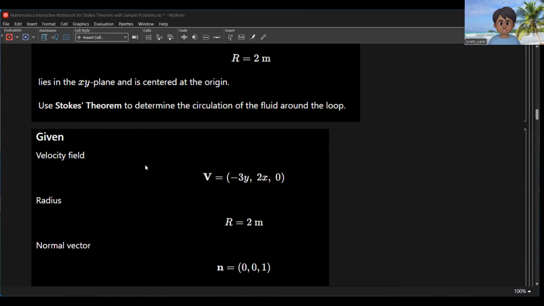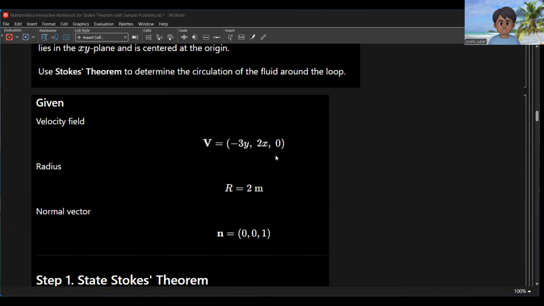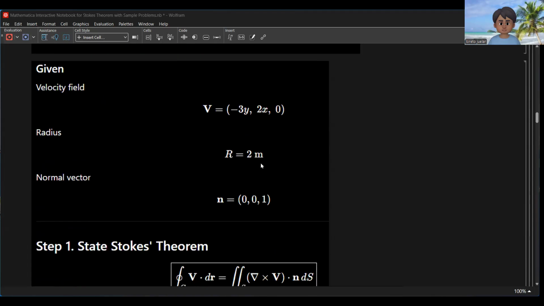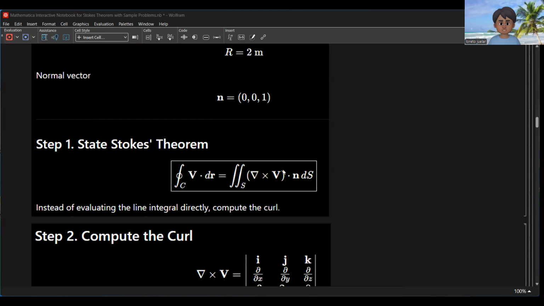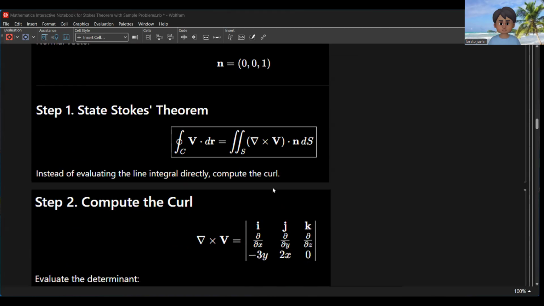So we have the given velocity field, negative 3y, 2x, 0. R here is equal to 2 meters. The normal vector here is equal to 0, 0, 1, so z equal to 1, x equal to 0 here, y equal to 0. So state Stokes' theorem. So this is the Stokes theorem.